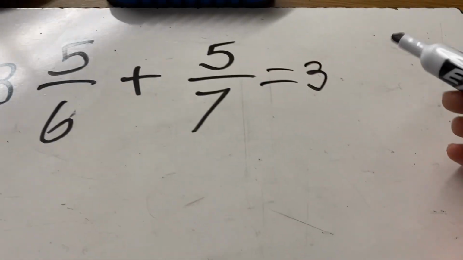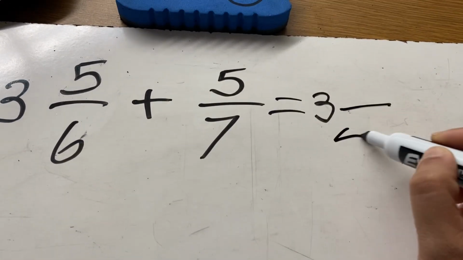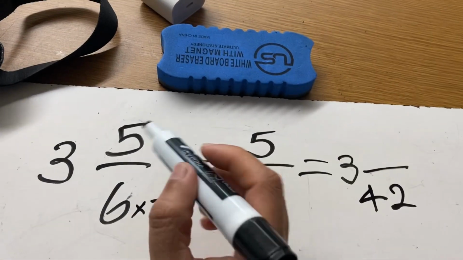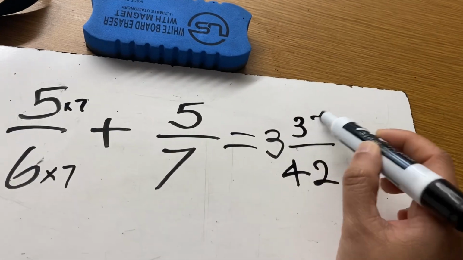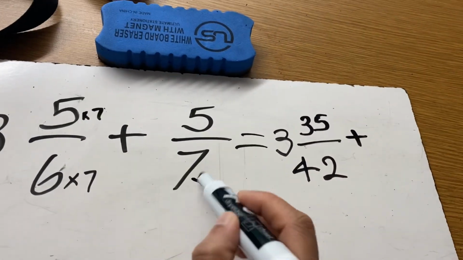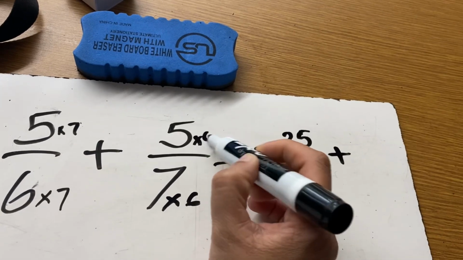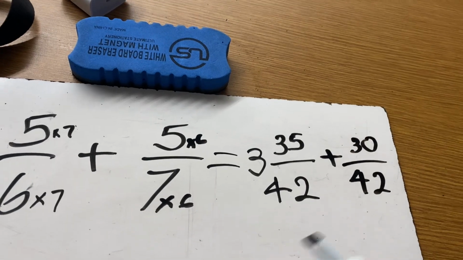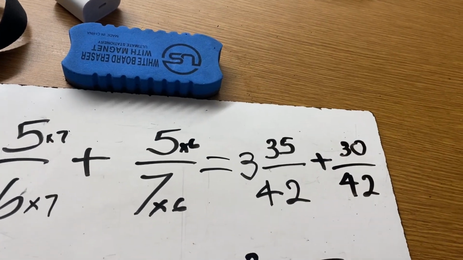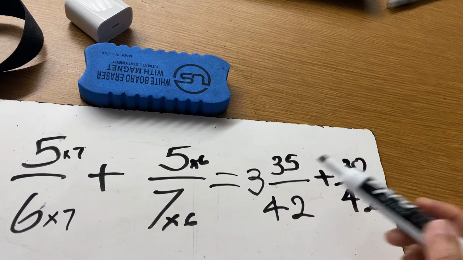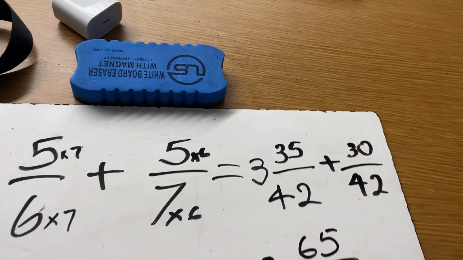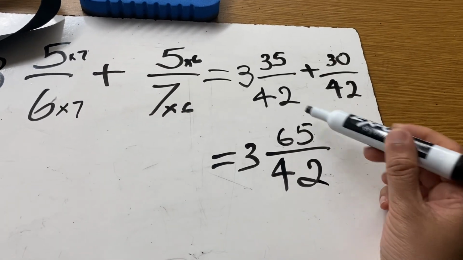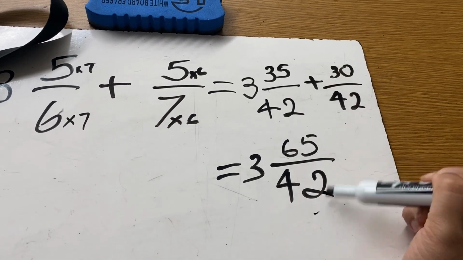So we go back to our problem and we use 42 as our denominator. Okay, 6 times 7 is 42. So we need to do 5 times 7, which is 35. Plus 7 times 6 is 42. 5 times 6 is 30. Now we've got 3, and 42 is the denominator. We add these two, we get 65. Whoa, that doesn't look right, because here we have a numerator that's way bigger than the denominator.